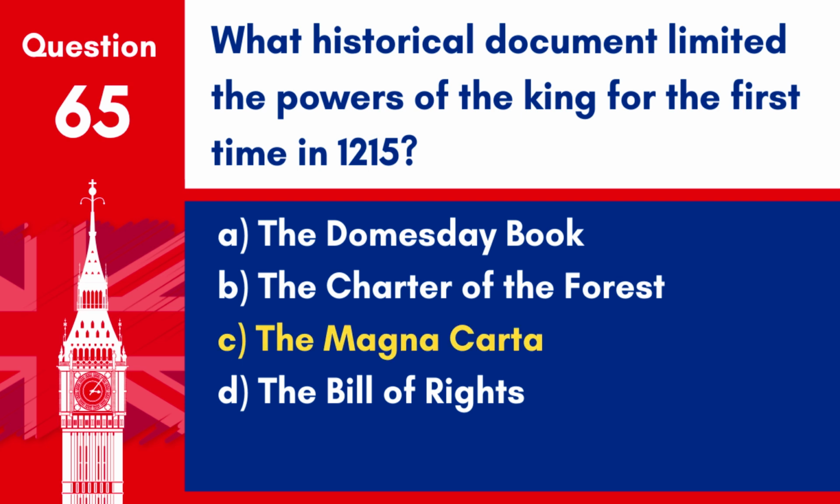Answer: C. The Magna Carta. The Magna Carta, signed in 1215, was the first document to limit the powers of the king and is a cornerstone of British constitutional law.